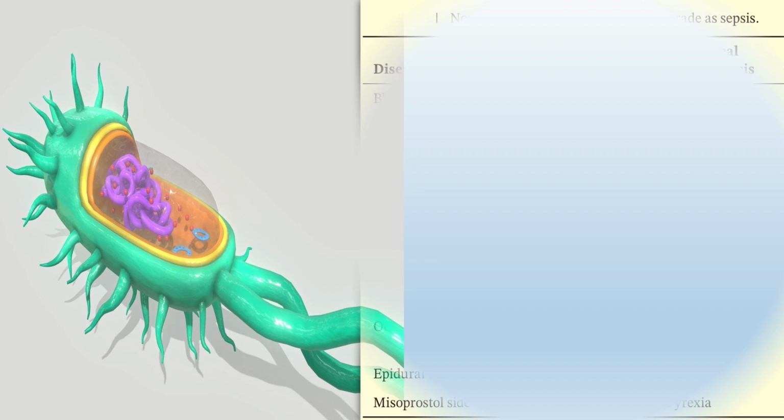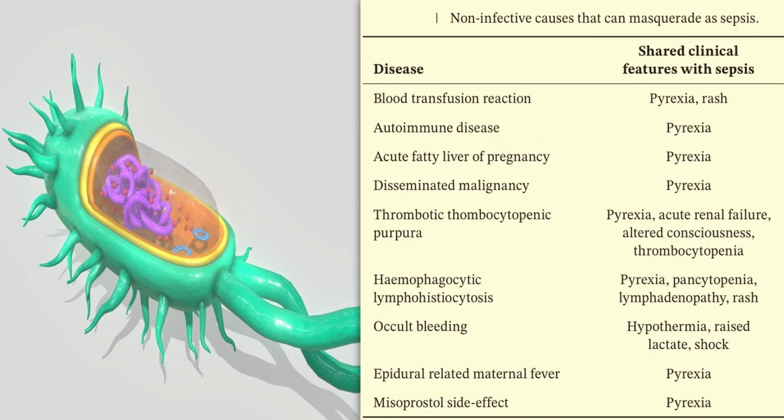The non-infective causes that can masquerade as sepsis include diseases like blood transfusion reaction. The patient presents with pyrexia and rash. Autoimmune disease presents with pyrexia. A patient with acute fatty liver of pregnancy presents with pyrexia.